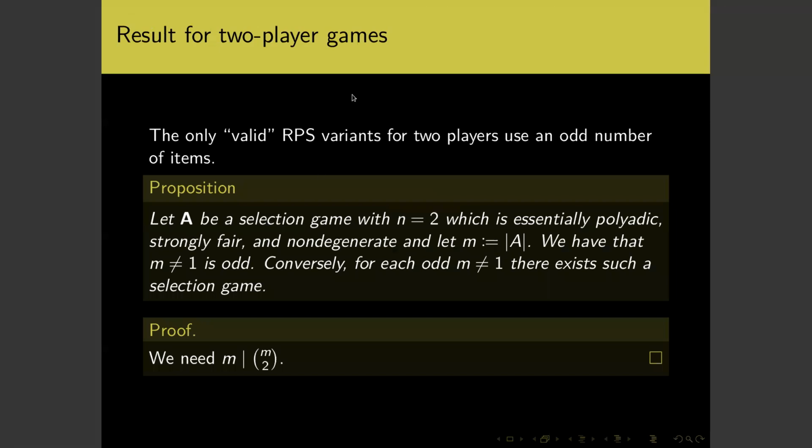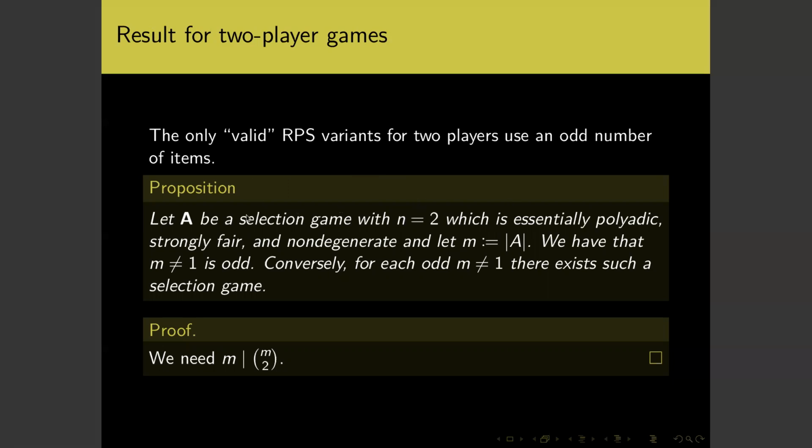All right, so I have a version of a known result for two-player games, which is that the only valid rock, paper, scissors variants for two players have an odd number of items. And this is basically analogous to the known thing that there can only exist a regular or balanced tournament in the sense of graph theory when the underlying set has an odd number of elements, or there are an odd number of vertices, in other words.